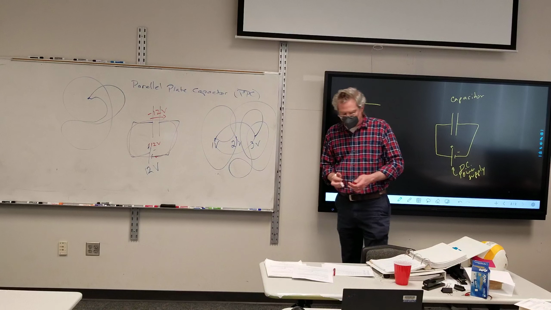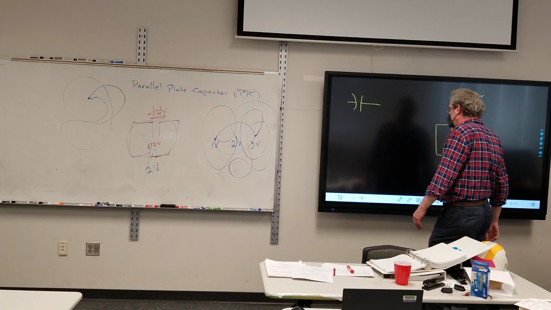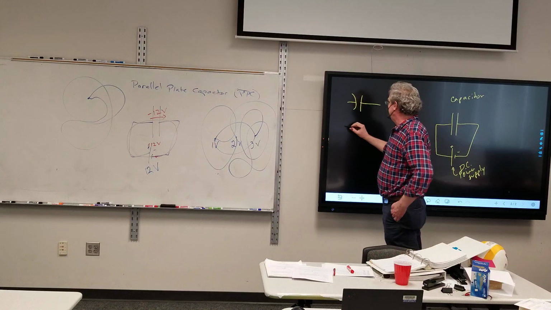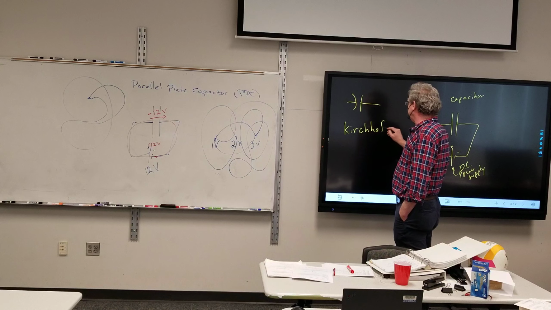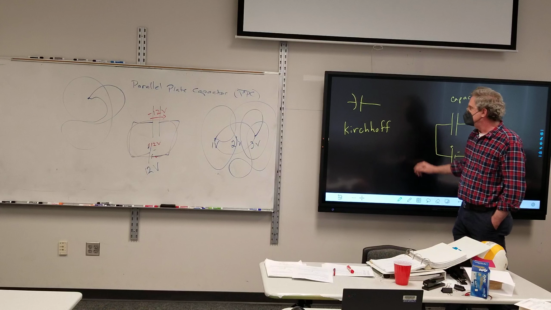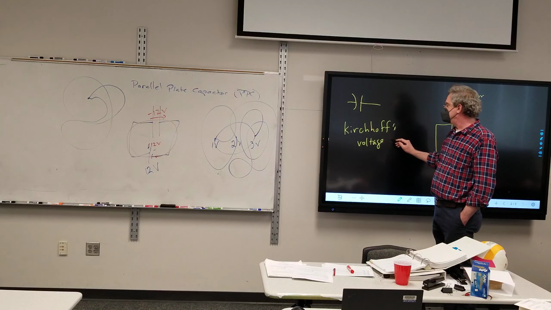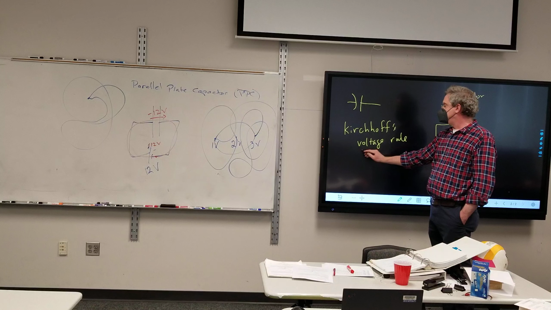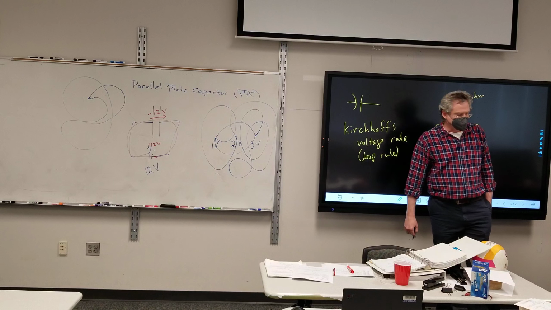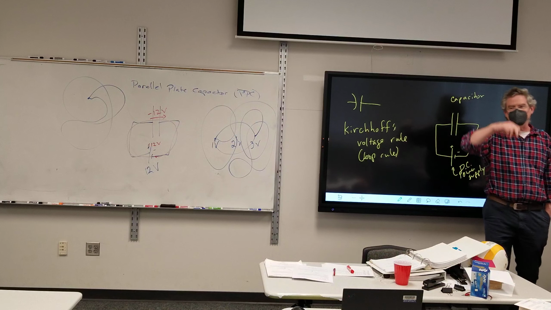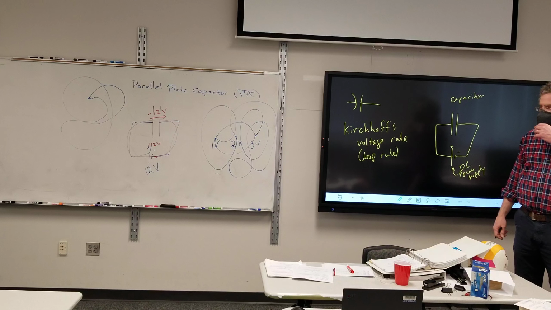And this in essence is known as Kirchhoff's voltage rule, or loop rule. I think there are 2 H's in it. I could be wrong on that. So if I go around any loop, if I add up all the potential gains and losses, I should have 0 at the end.